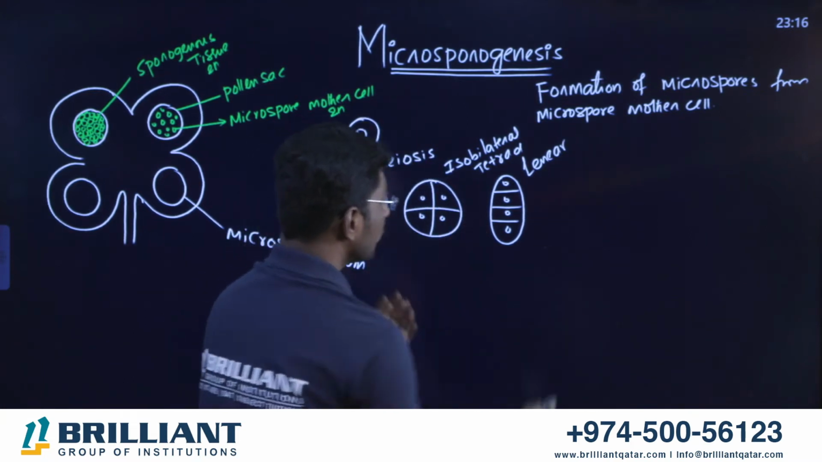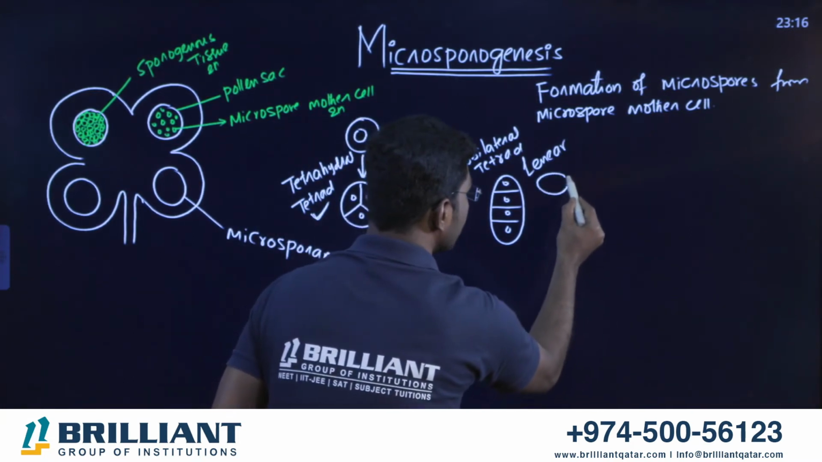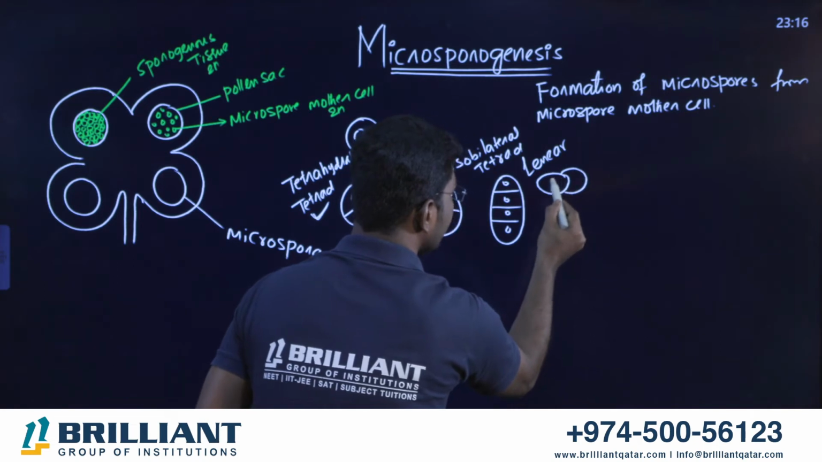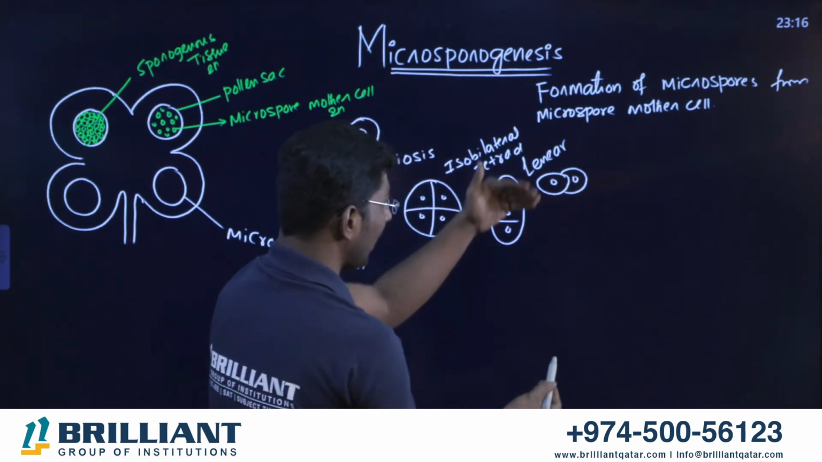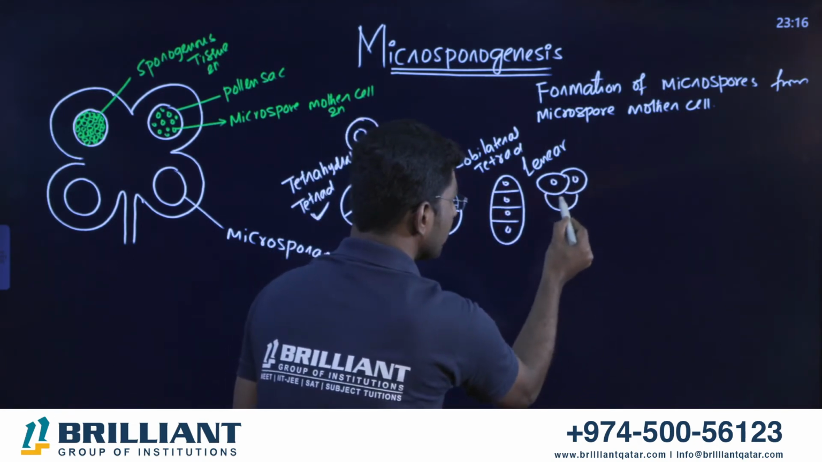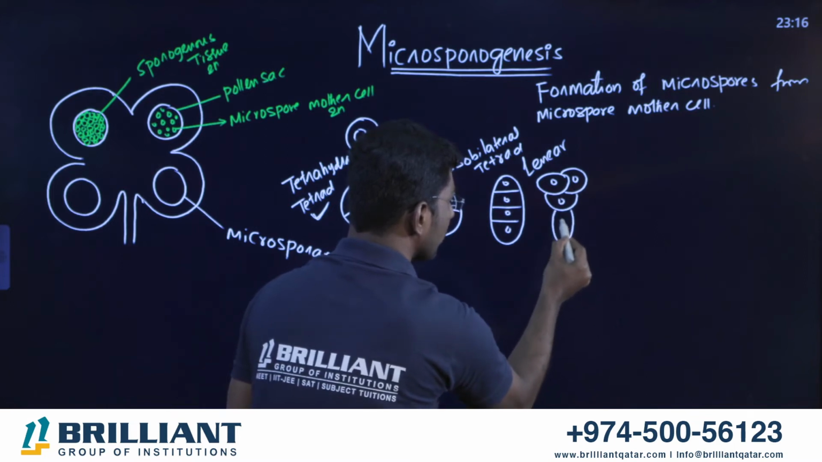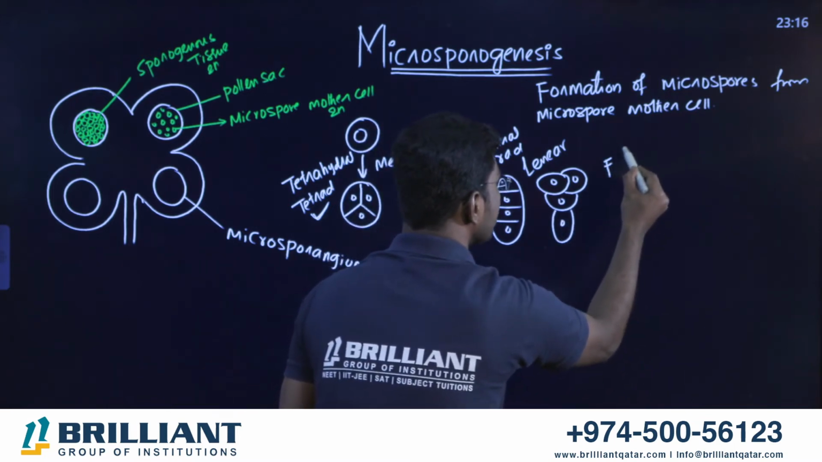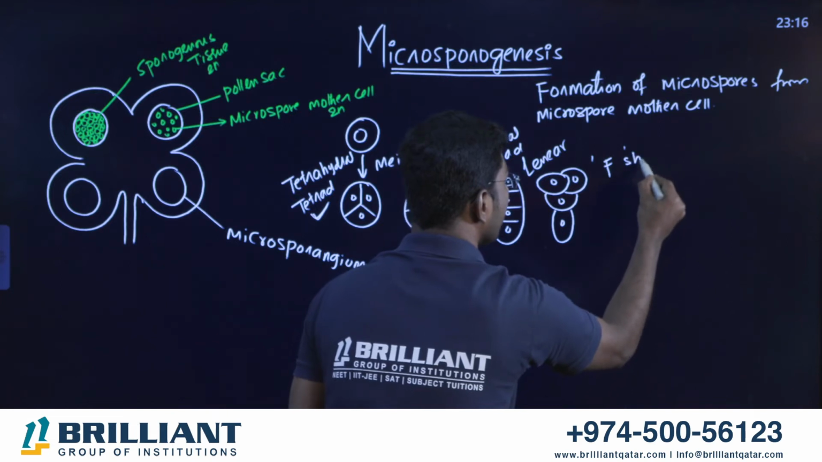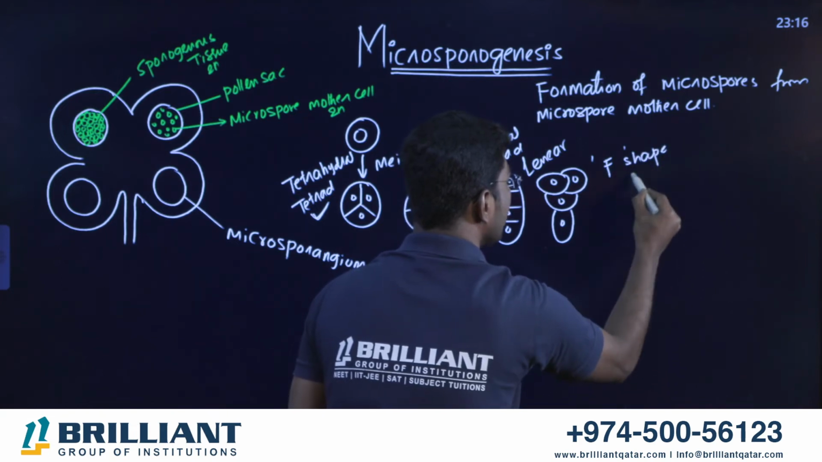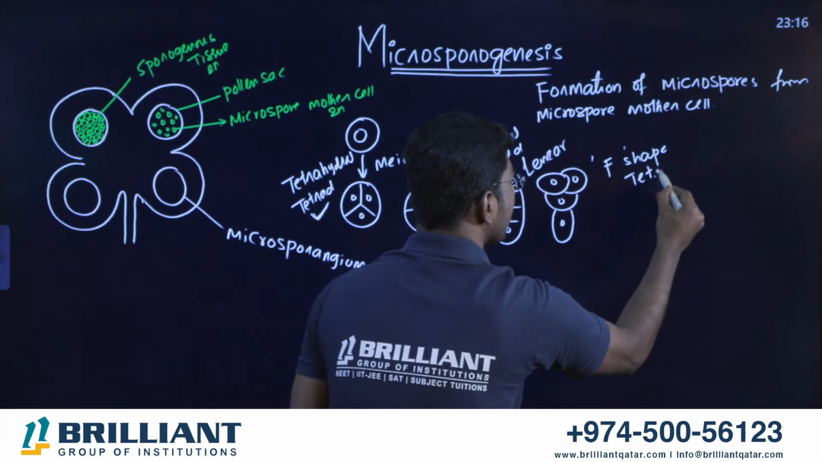Okay. The last one, the fourth type of tetrad, is the F shape tetrad. Two cells are opposite, then the third cell, and this is the fourth cell. So this is called an F shape tetrad. I hope you are following me. This is the F shape tetrad.